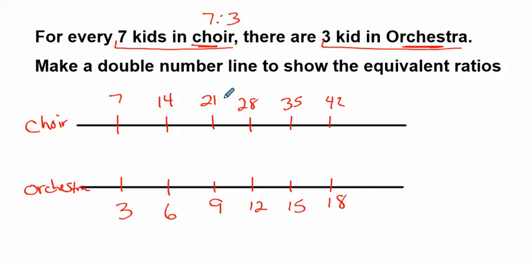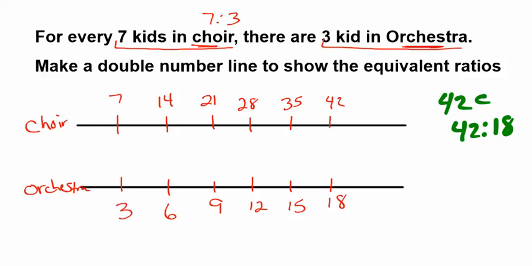Okay, so I could answer questions about this now. So if I said, if there's 42 choir kids, how many orchestra kids would that be? Well, there would be 18. You just look straight down here. So that would be a 42 to 18 ratio. If I said there were 12 orchestra kids, how many choir kids would that be? You just look there, okay? So that just helps you out. That's just one way to organize your data so that you see all of these equivalent ratios.